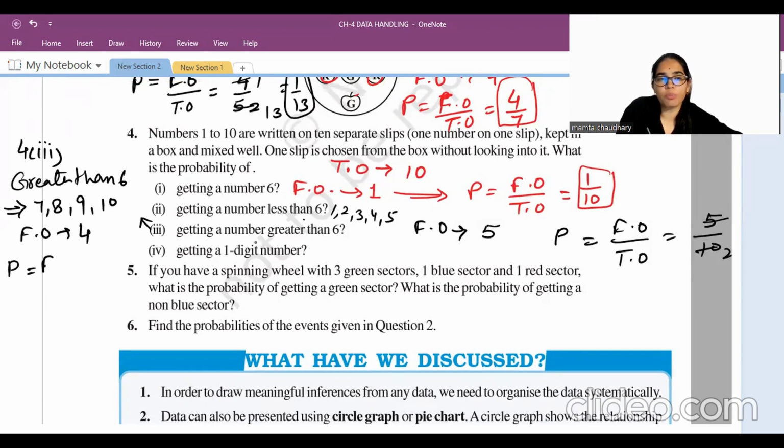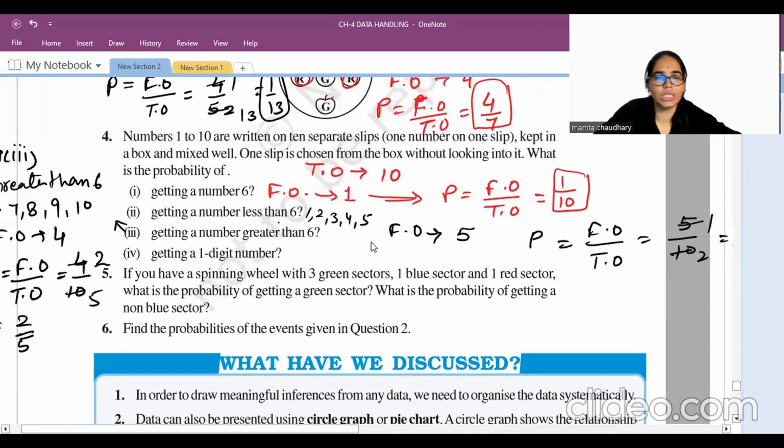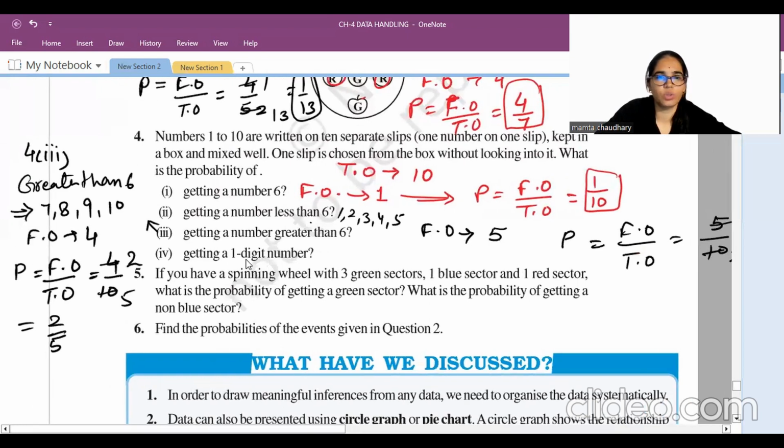So what will be the probability? Favorable outcomes upon total outcomes. Favorable are 4 and total is 10. So 2 2s are 4, 2 5s are 10. So for this, the answer is 2 by 5. Okay, clear? Now, fourth bit. I'll erase this so that it will be easy for you.